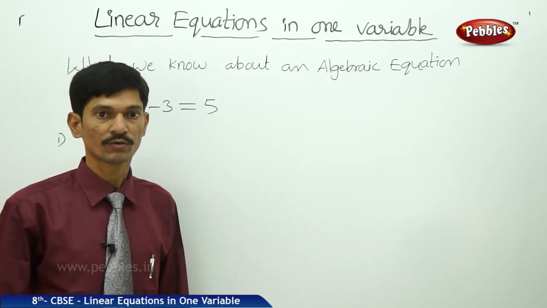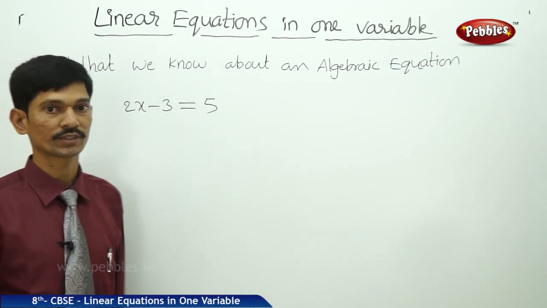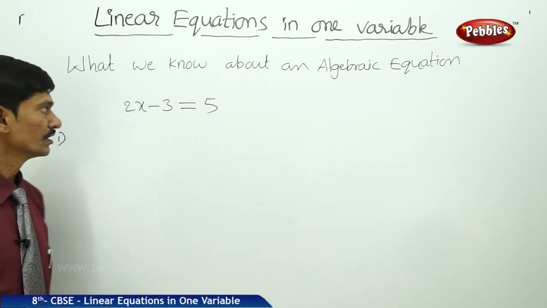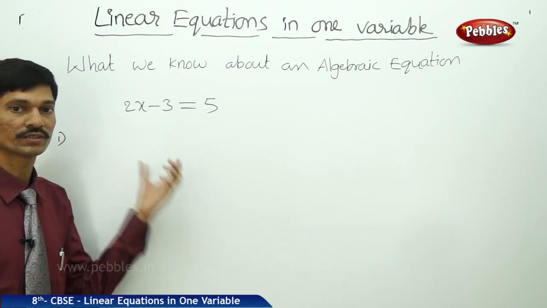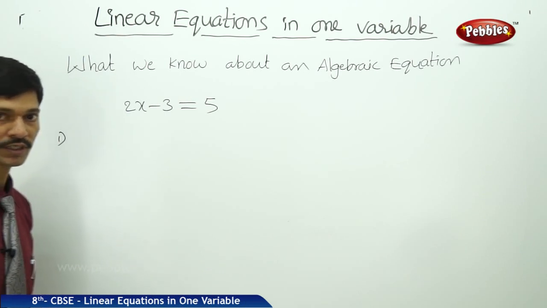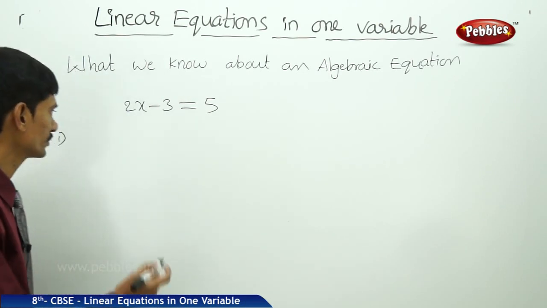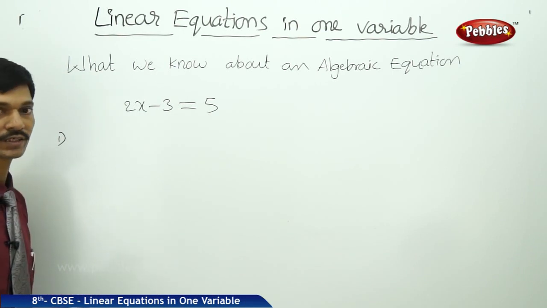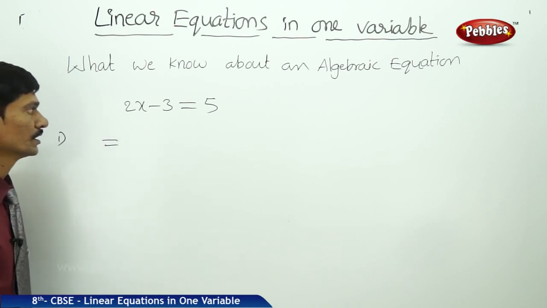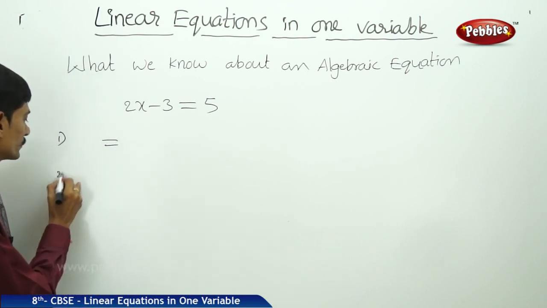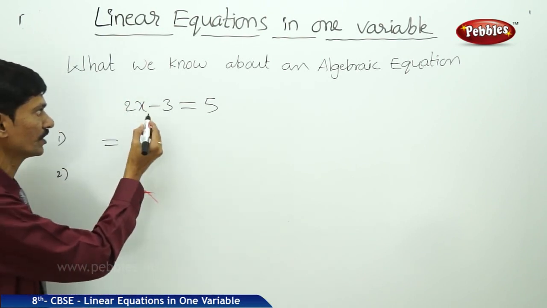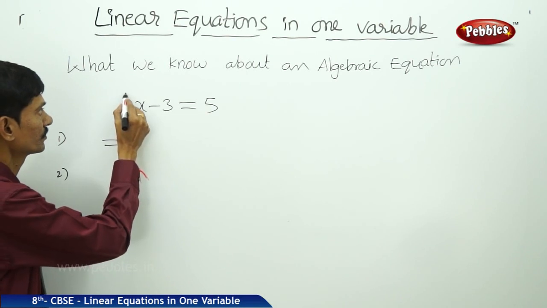Now let us revise what we know about an algebraic equation. Let us take the same example 2x minus 3 equals 5. If you observe this algebraic equation, here we can see the equality sign. So every algebraic equation has an equality sign. That is the first point to observe in any algebraic equation. Now what is second? The expression on the left.